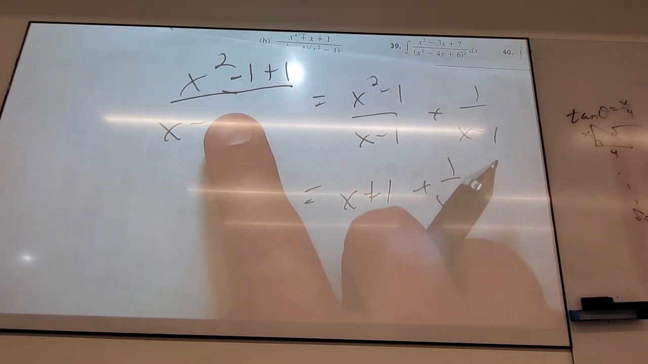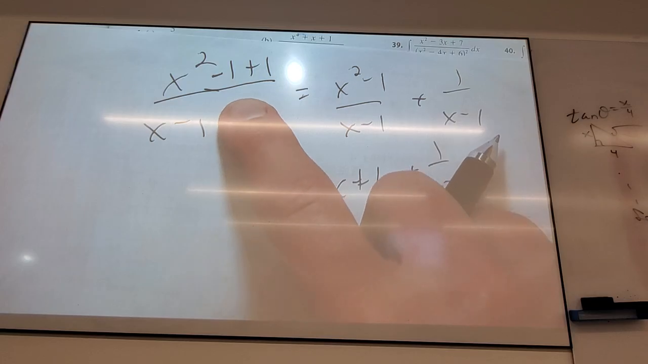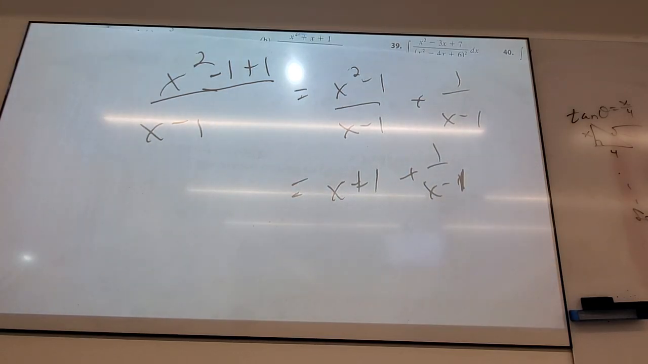Is it always easy to do what I just did? No. But I'm hoping maybe some of you guys kind of look out for that. So when the degrees are the same or the top degree is higher, you must long divide. But this is kind of a nifty way. Now this one was kind of nice. It was easy and you could kind of see it. You just had to subtract 1 to make that work and then you add 1 to make it legal.